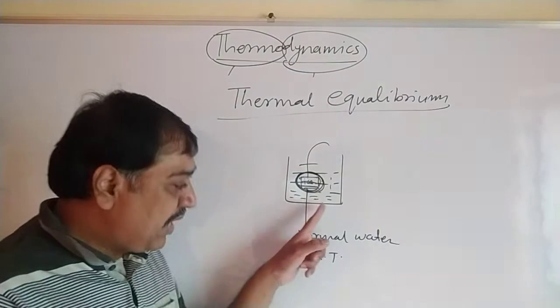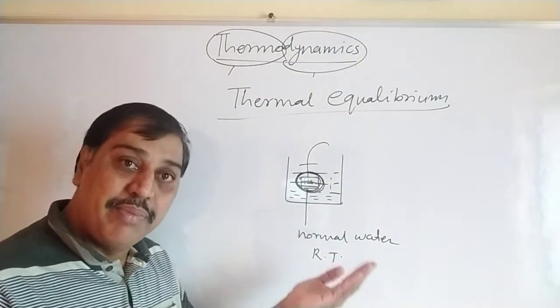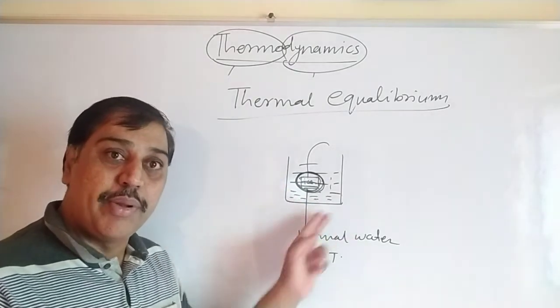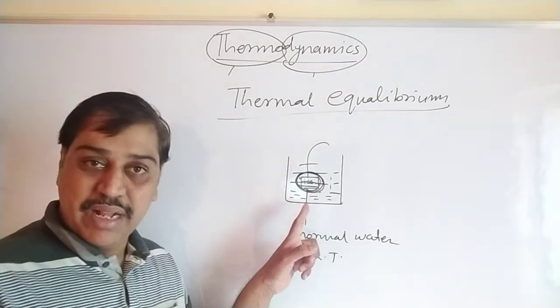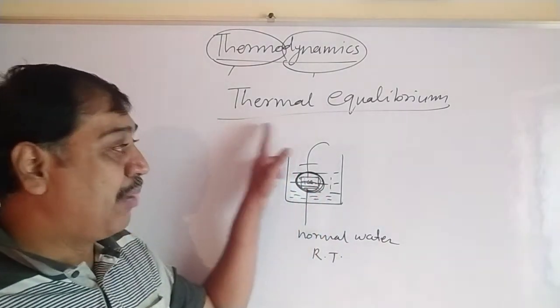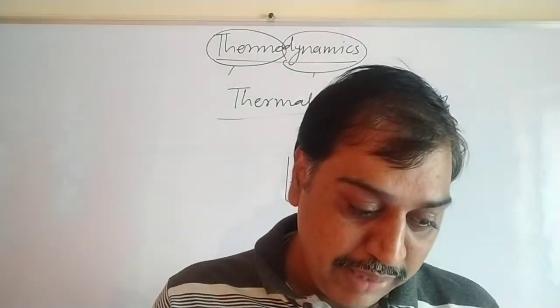Initially the normal temperature of the water is different and the temperature of the ice is different. After some time, 1 hour, 2 hours, the temperature of the whole water remains the same. That means the temperature has come to be the same. That is said to be thermal equilibrium achieved. So that is what is meant by thermal equilibrium.